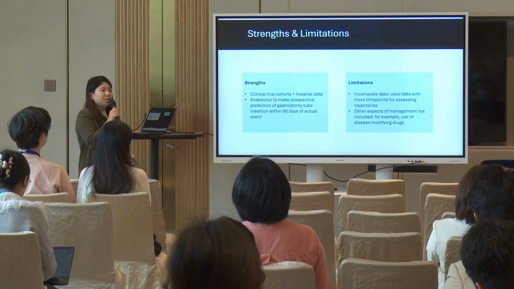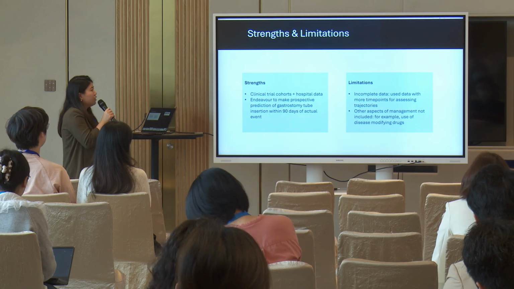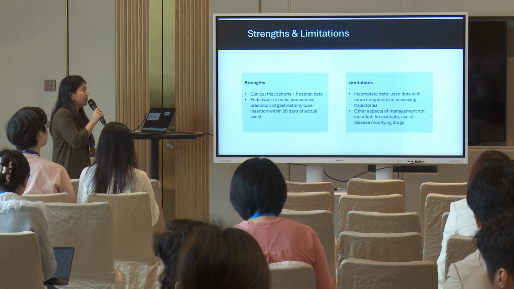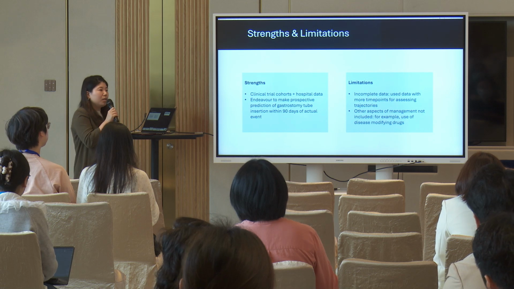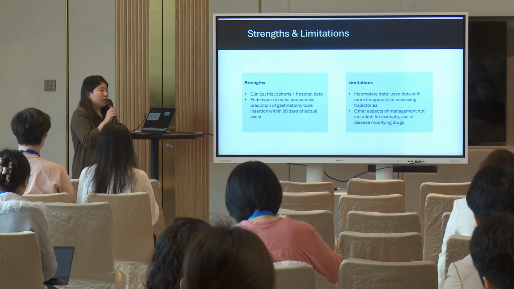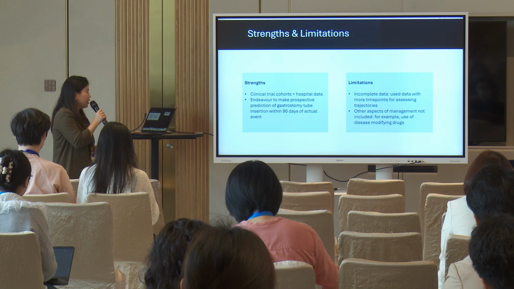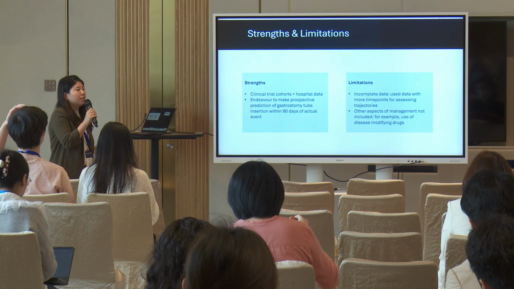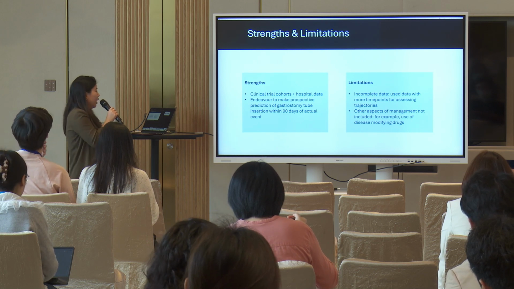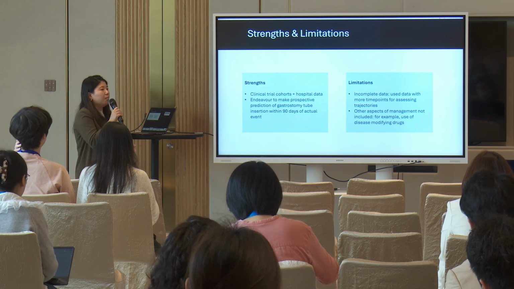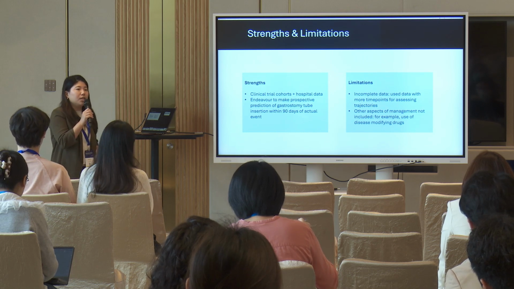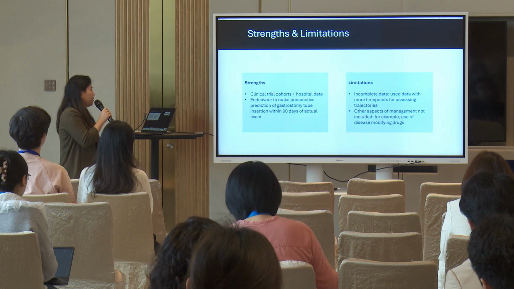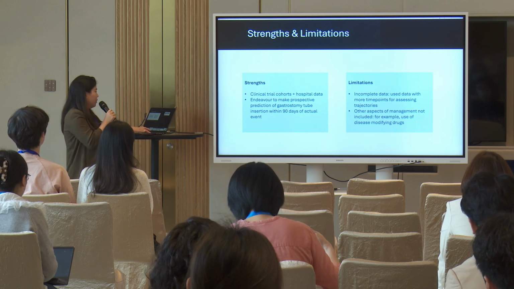So I'll move on to talk about the strengths and the limitations of our study. The strengths are that we have included both clinical trial cohort data as well as hospital data. And we have endeavored to make a prospective prediction of a gastrostomy tube insertion within 90 days of the actual event. Some limitations of our data is that as there was incomplete data across the various time points, what we tried to do to overcome this was that we used the data that had more time points for assessing trajectories at the very start. Other aspects of management that we did not include were whether there was any use of disease-modifying drugs.